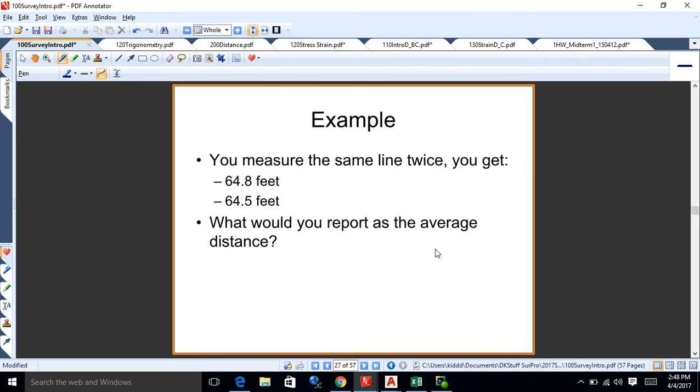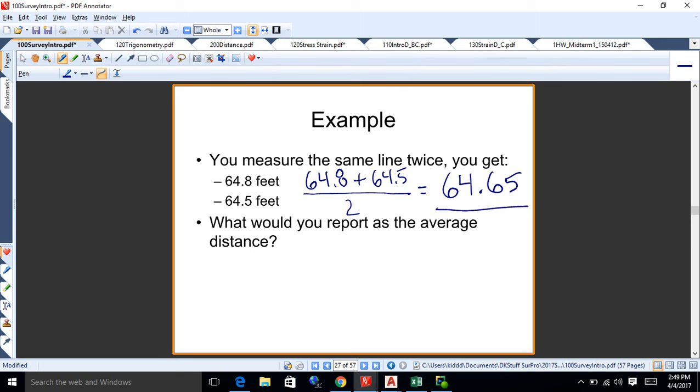Now, here's something I ran into when I was working. We had two measurements on the same line, 64.8 and 64.5, and I needed to come up with the average distance. So what's the average distance between those two? What do we got for the average distance? Right. That's what comes out of the calculator, right? And that's what I wrote down when I averaged them.